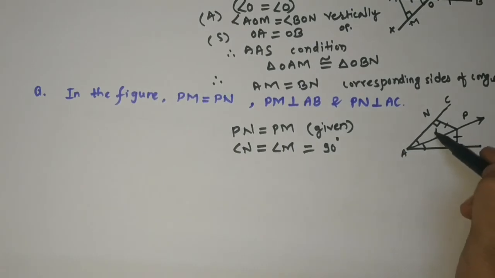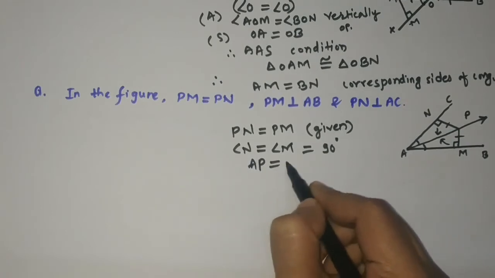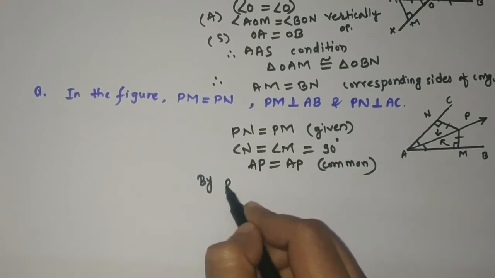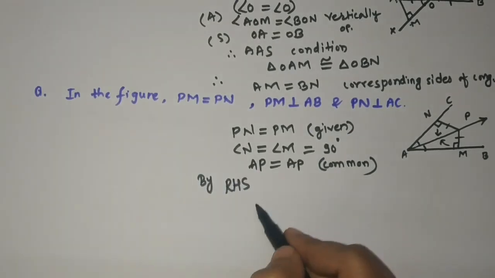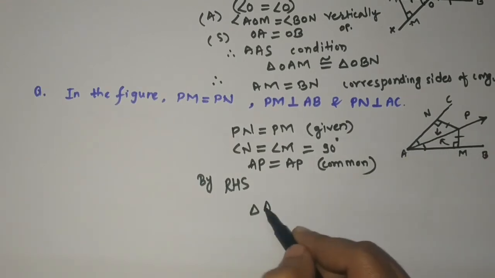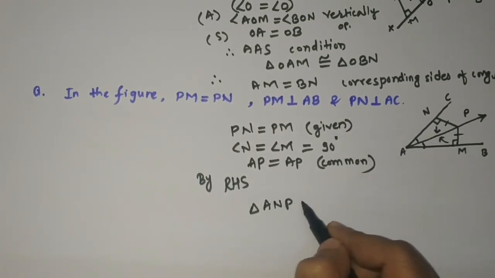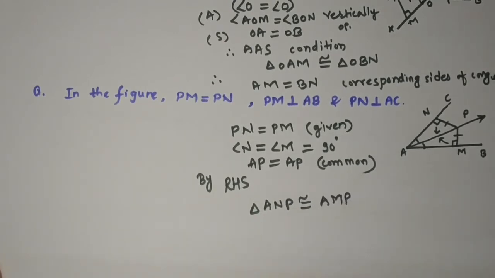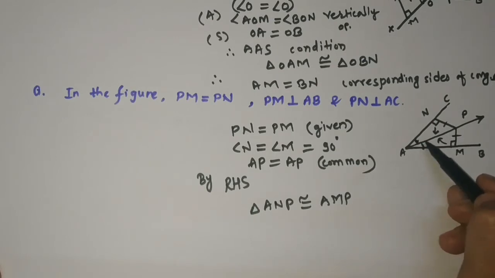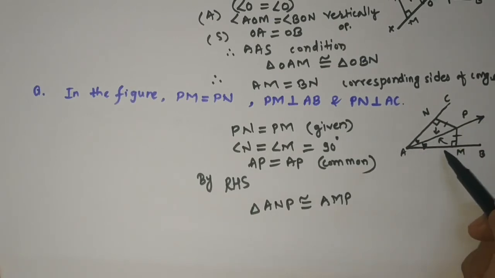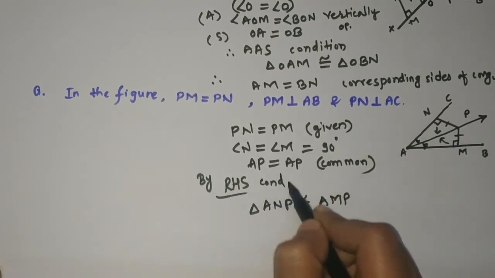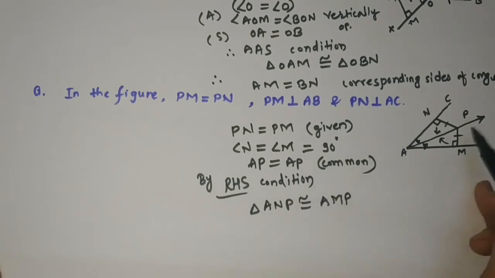And the next thing, hypotenuse here. If you see, this is a hypotenuse, here also hypotenuse. So side AP is equal to side AP, which is common. So by RHS, right angle hypotenuse side, we can say the two triangles, triangle ANP, is congruent to triangle AMP. We cannot show this angle is equal because here it is not bisecting this ray. So I have gone through the RHS condition. We have used the RHS condition here, dear students.